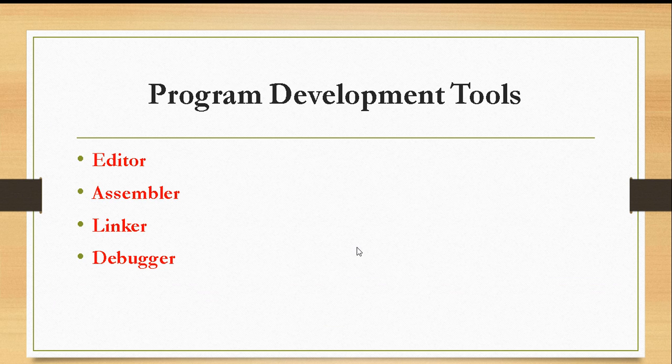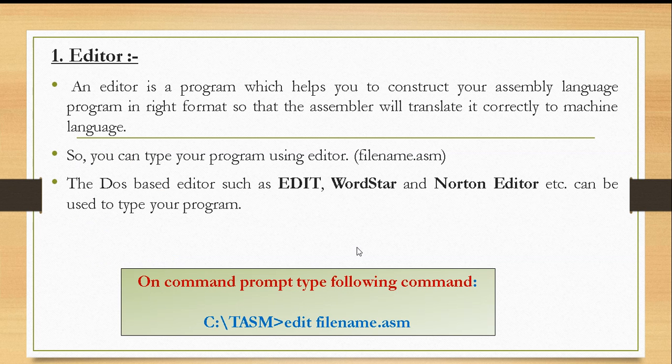The next slide shows the different program development tools. These tools are utilized for developing any assembly language program. There are different types of tools such as editor, assembler, linker, and debugger. In subsequent slides, we discuss each program development tool in detail.